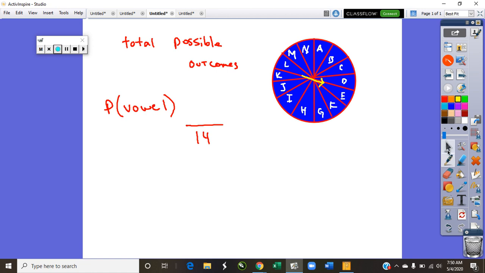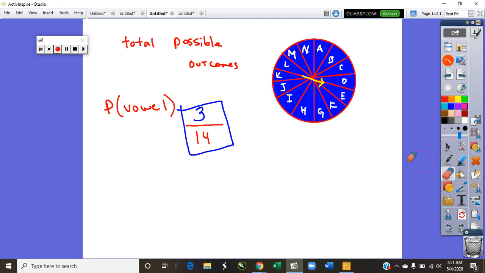Okay. Now, of these 14 results, how many of them are a vowel? Well, let's take a look. Is A a vowel? Yes. So 1, 2, 3. Any more vowels? No. How many of these are vowels? 3 of these 14 are vowels. Can I reduce this at all? No. So this would be my answer. The probability of spinning a vowel on here would be 3 out of 14.